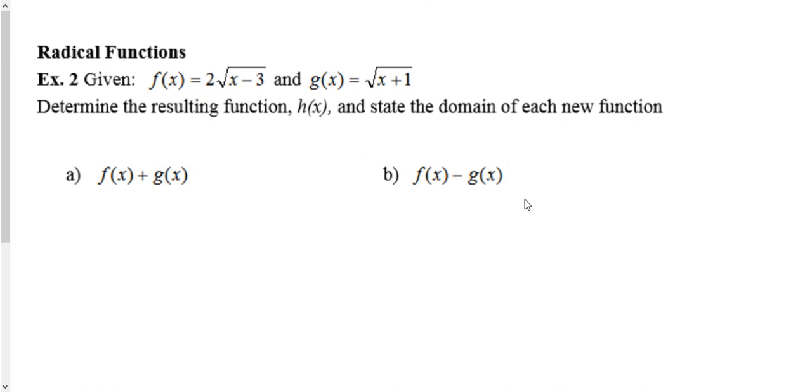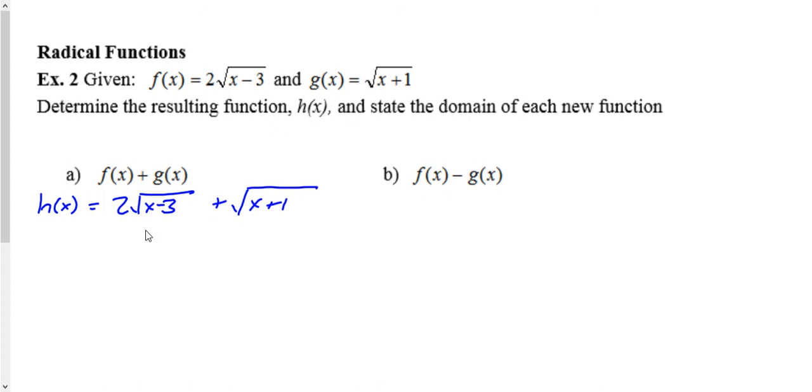In the next example, we're going to do the exact same thing, but this time we're just going to be working with radicals. So if we're adding radicals, again, I'm going to go h of x. I don't really need brackets, so I'm just going to drop brackets whenever I'm adding right away. So I'm going to go 2 radical x minus 3 plus radical x plus 1. There we go. And in this case here, you can't combine any of the radicals because you don't have anything in common. So we wrote our h of x and state the new domain of each function.